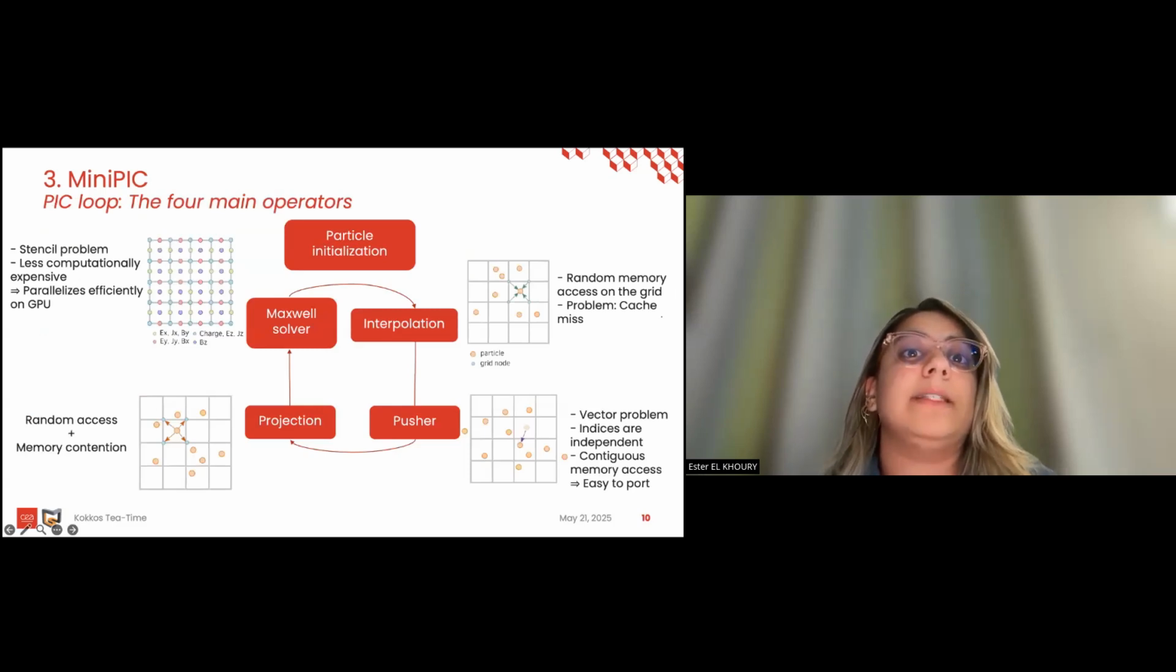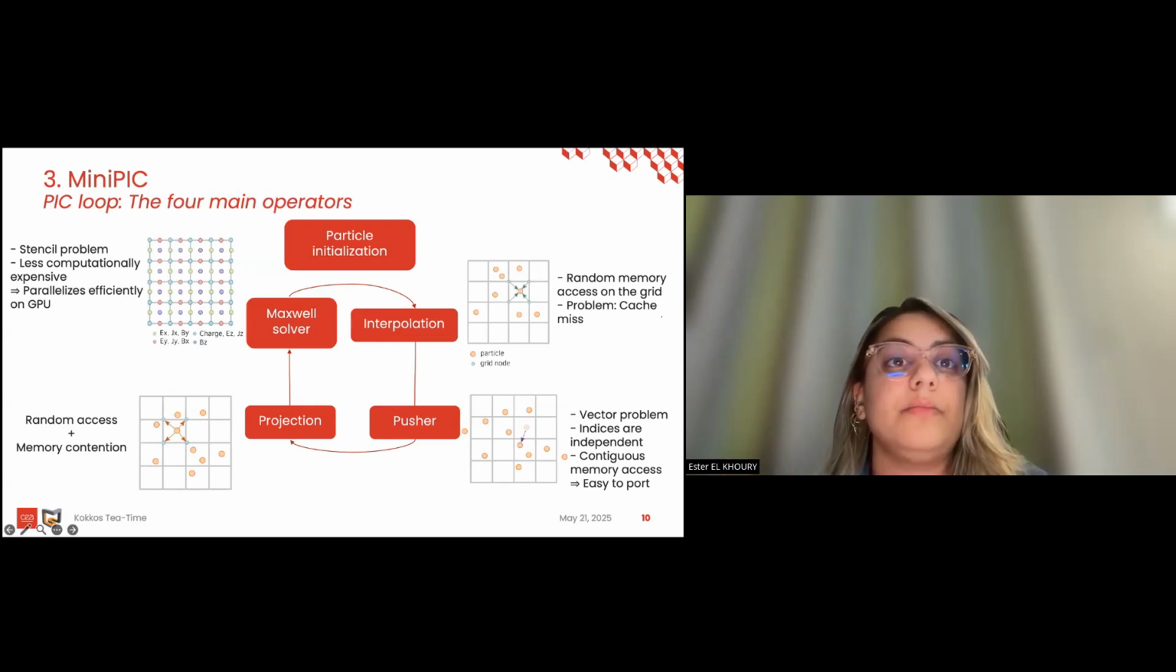So when implementing Minipic using STD-PAR, I took into account the challenges and specific issues of each operator before adapting the code. At the start of the simulation, particles are initialized. Then we enter the particle-in-cell loop, and here I'm presenting the main physical operators. First of all, we begin with the interpolation. It calculates the value of the global electromagnetic fields at each particle's position. The particle axis is contiguous, but the grid axis here is unordered since the particles are not sorted. This can lead to cache misses.